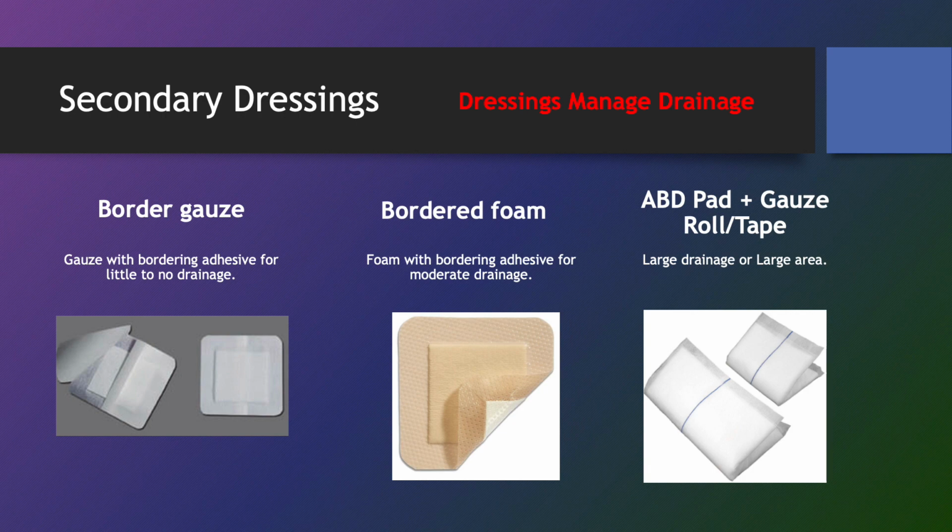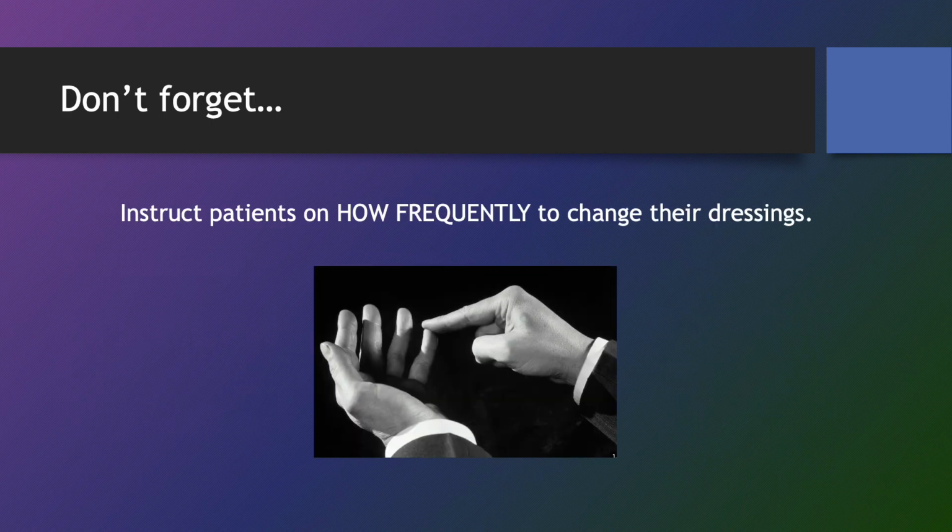Dressings manage drainage. Don't forget to instruct patients on how frequently to change their dressings. For example, for wounds which are fairly dry, you could use honey gel and bordered gauze, change every other day. Whereas for a wound with copious exudate, you might instruct the patient to use silver alginate plus ABD and gauze roll and tape, change BID or even TID. In particular, make sure patients are observing if the wound is looking too wet and adjust the frequency as needed on reevaluation.